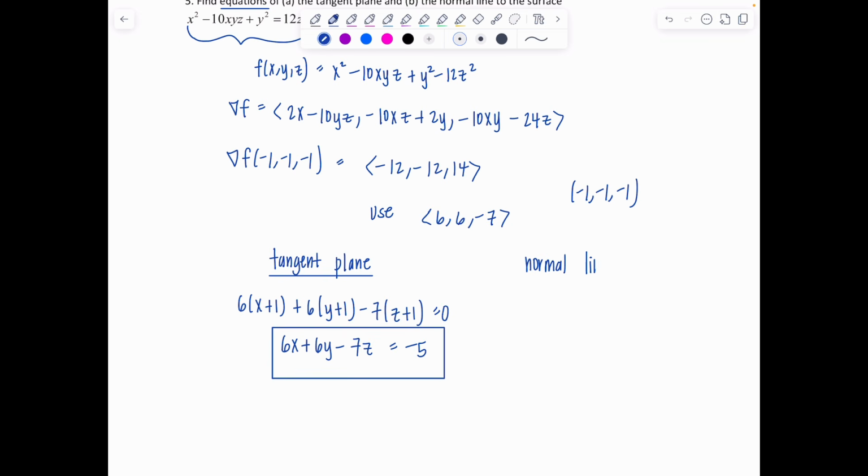And then the normal line. Here we go, coming in with the normal line. Parametric equations, vector equation, symmetric equations. I saw it all. I didn't specify, so I didn't care. x is 6t minus 1, y is 6t minus 1, and then z is -7t minus 1. Again, if they did not scale the vector down and they had a different set, that was fine as well. Okay? Very good.